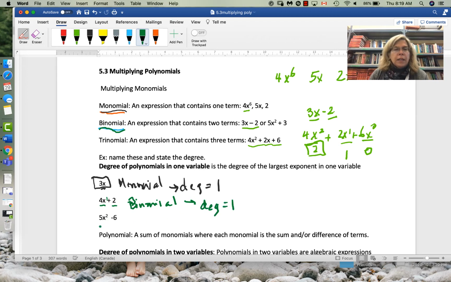And then in this case, is this a monomial? Well, no, because it's got 2 terms, 1, 2. And so it's also a binomial because it's got 2 terms. And then the degree, well, the degree of the largest exponent. So on this side, we have 2. And on this side, well, this is x to the 0. So this is 0. So your degree is the largest exponent, so the degree is 2.